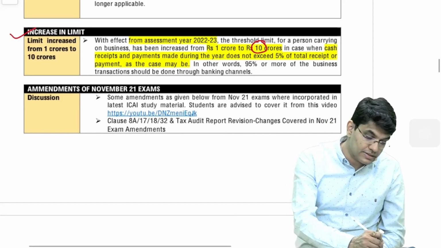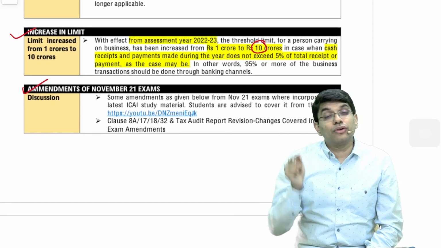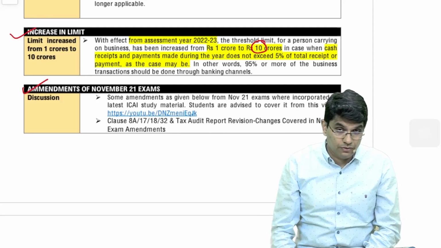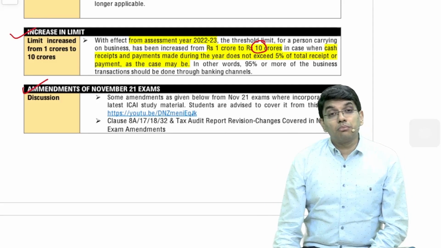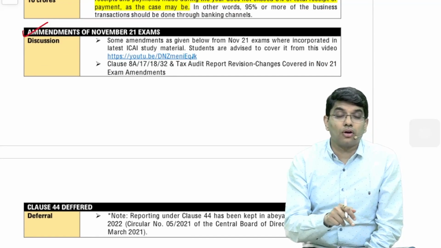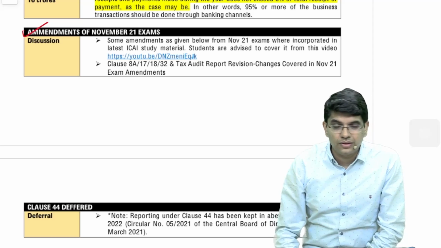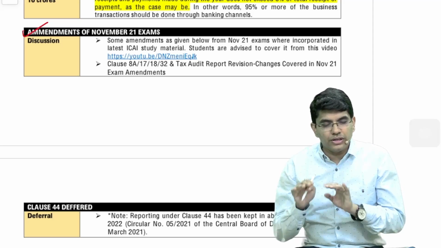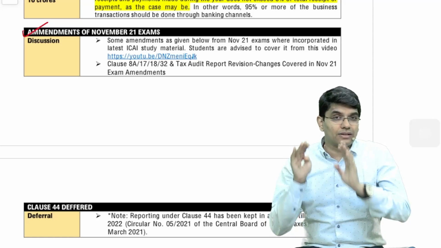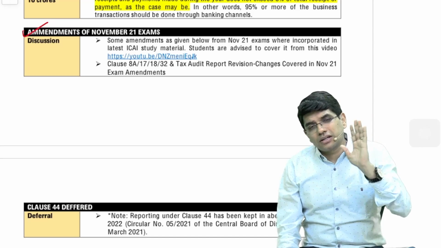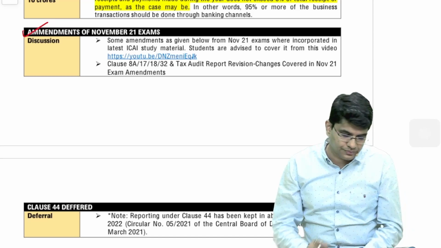Apart from that, there are more changes, but we have already covered these changes along with the November 21 exam amendments. Now the link given here can be of the Hindi version. It is of the Hindi version. So I'll say simply search CA Ravi Tauri amendments November 2021 English, and you will get it. It's hardly a 1 hour lecture, and it covers the changes in the tax audit.